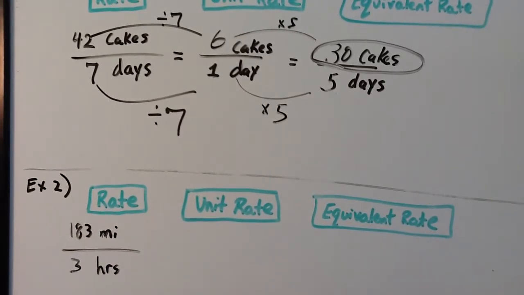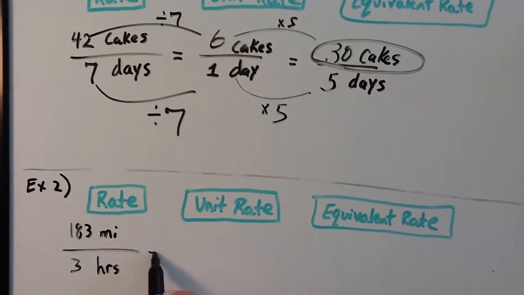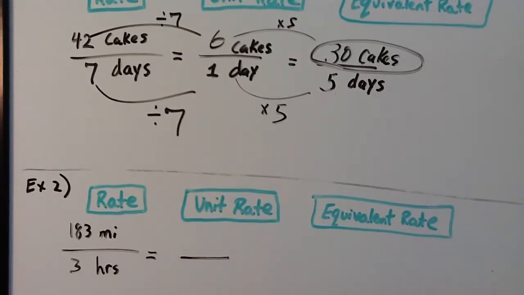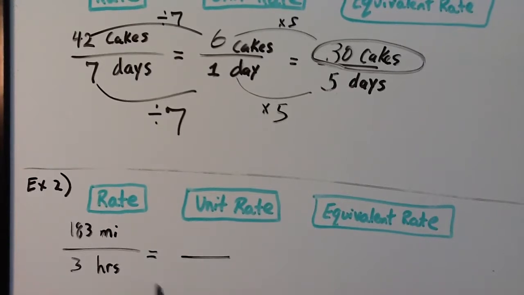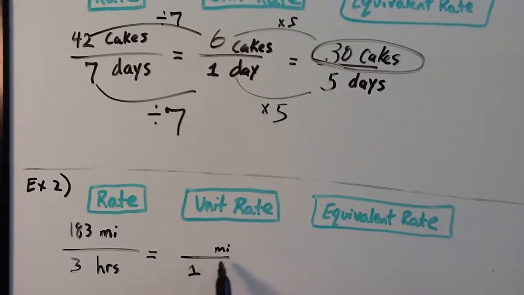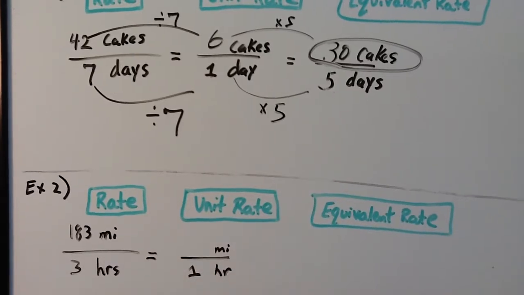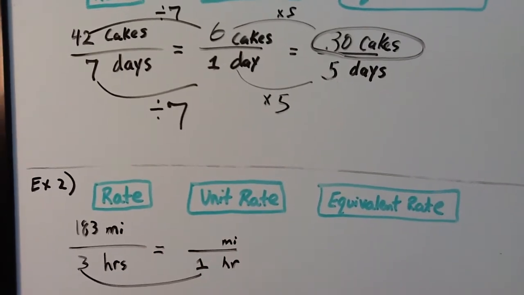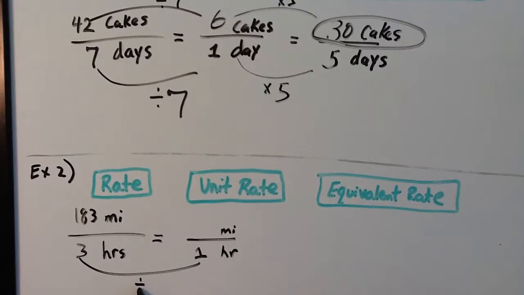So let's find the unit rate. How many miles is she traveling per 1 hour? We'll set this rate equal to the unit rate. And remember, the unit rate always has a bottom number of 1, right? Because we want her speed or her miles per 1 hour. Okay? To get from 3 to 1, what do we do? We divide it by 3, right? 3 divided by 3 is 1.